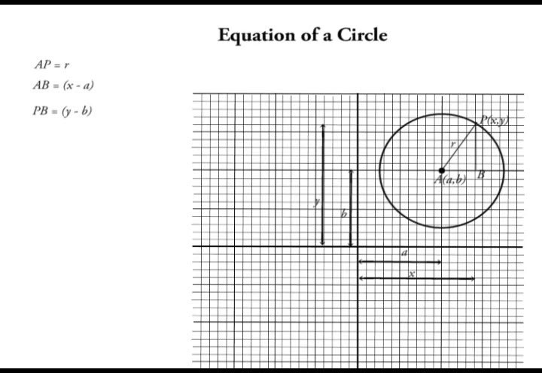Using the Pythagoras theorem, (x minus a) squared, that is base squared, plus (y minus b) squared, height squared, is equal to r squared, that is the hypotenuse squared. This is the general equation of any circle on the Cartesian plane.